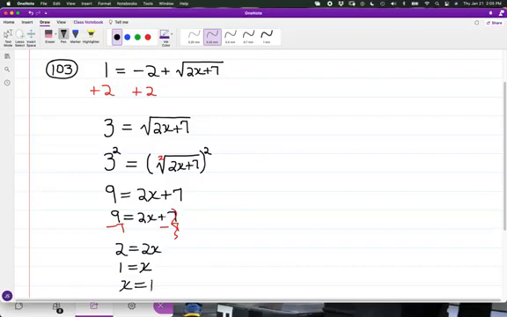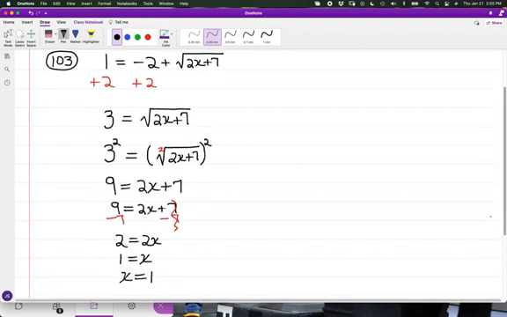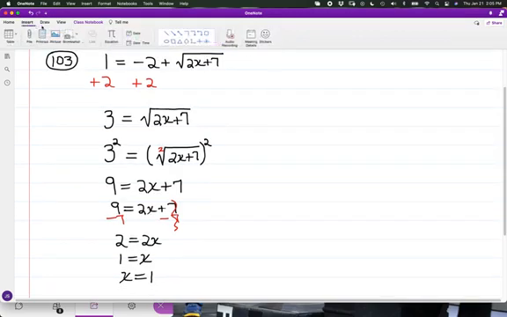With the nature of the radical being an even root, it is recommended that you check. So in this equation, we have 2 times 1 is 2, and 2 plus 7 is 9. The square root of 9 is equal to positive 3. On the right hand side of the equation, we have negative 2 plus 3, which is positive 1, and that matches what we have originally on the left hand side. So x equals 1 checks out.